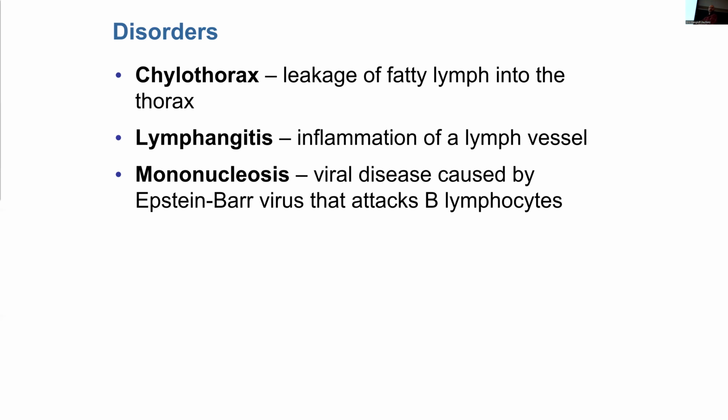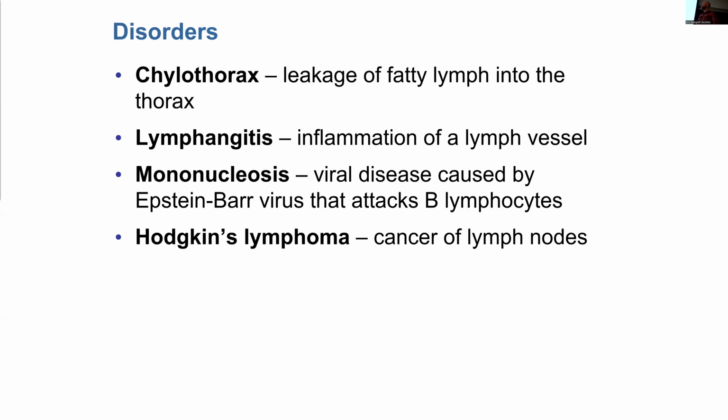Oh, that's a good question. I don't know exactly, but my guess is that it has to do with the fact that these B lymphocytes are accumulating in your spleen, and this virus is attacking them. So then the infection gets localized in your spleen. There's probably more to it than that, but that'd be the general reason.